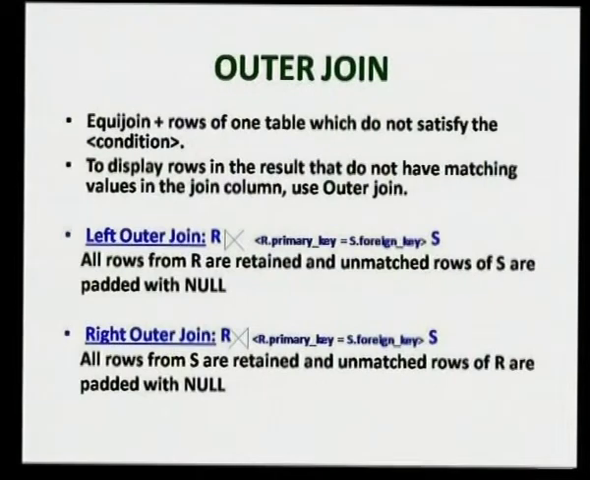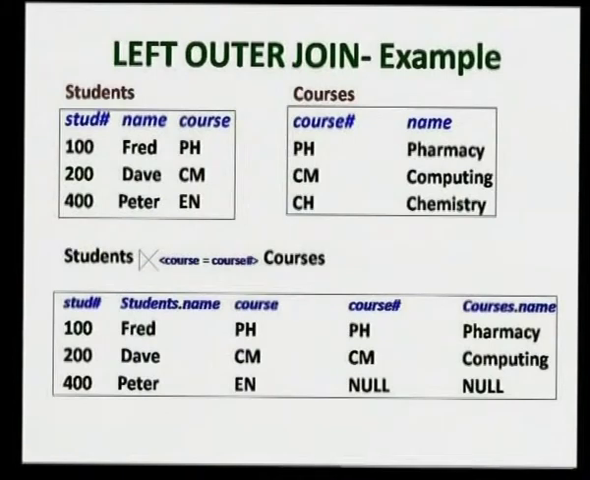So, you have left outer join where R is retained and unmatched rows of S are padded with null, and for right outer join S is retained and the unmatched rows or tuples of R are padded with null, because they are not equal. So, you have to pad it. Here, this is the left outer join and this is the right outer join. Let us look at the example here.